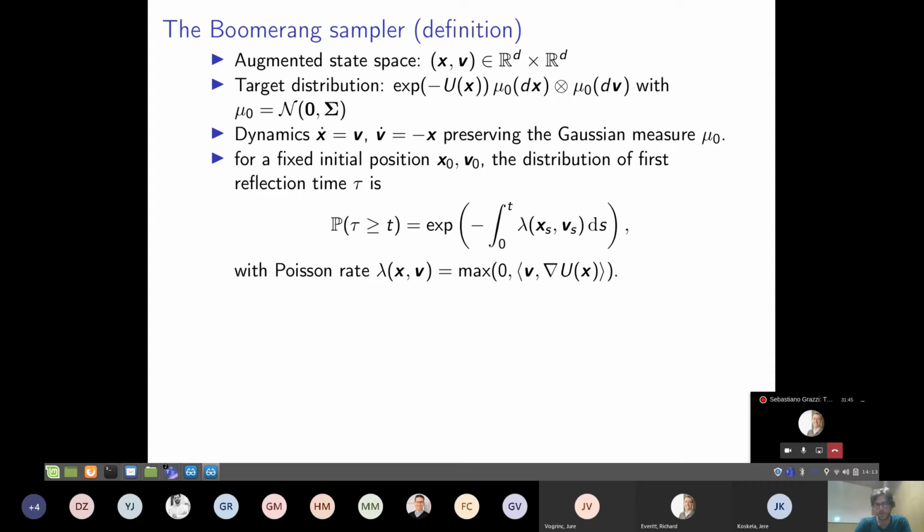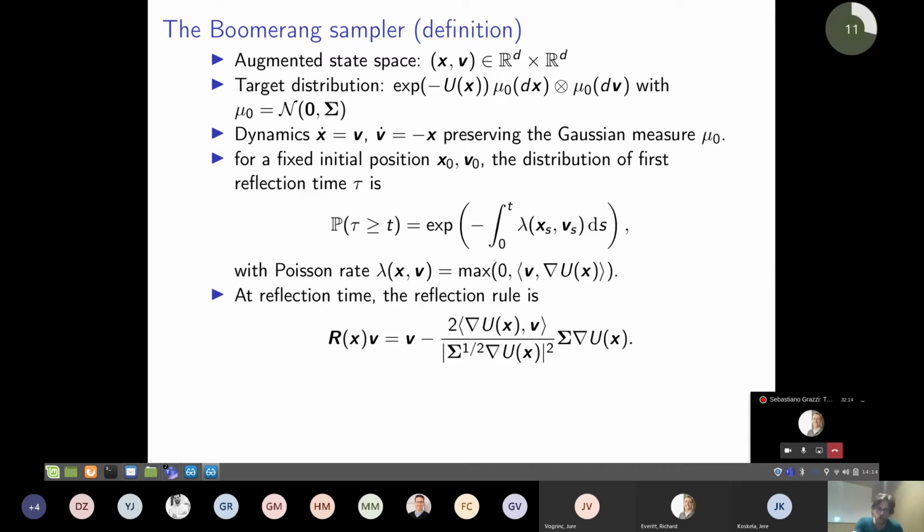If you don't know the piecewise deterministic Monte Carlo methods, you see the directionality of the process in the Poisson rate. This inner product takes negative values whenever the process is directed to lower values of the potential U. And when lambda is 0, there will not be reflections.